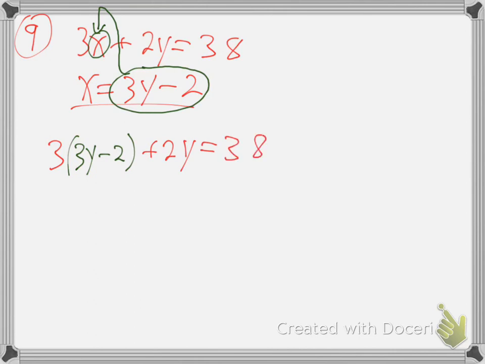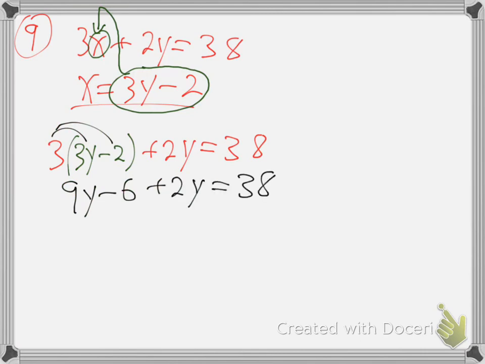So I plug that in, and then we distribute. We get 9y minus 6 plus 2y is 38. 9y and 2y, those are on the same side, huh? So I know you can't go minus 2y. Why not? Because they're on the same side. Things on the same side, we just add them together. We only do the minus 2y kind of thing when they're on opposite sides of the equal sign, huh? Is that good?